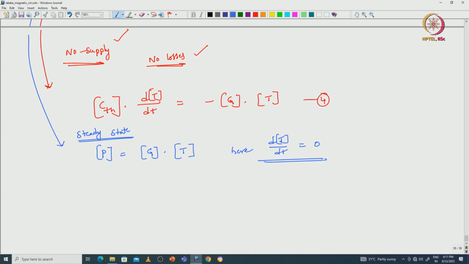Now we will see the matrix with respect to these 4 different types of matrices. So the power loss matrix is equal to P1, P2, P3, it is an n into 1 matrix, and so on up to Pn.